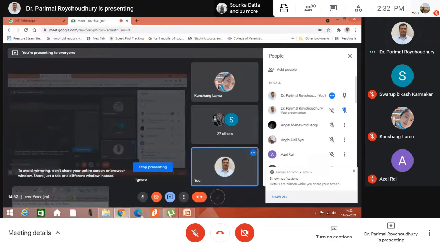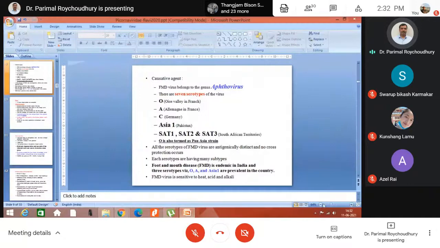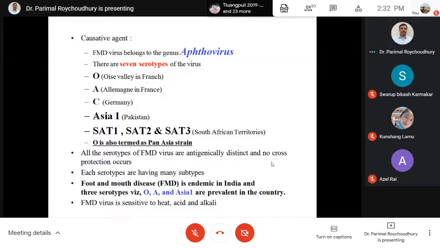My special request: please read thoroughly about this viral infection, the foot and mouth disease virus. If anybody asks you to tell about the most important viral disease of animals in India, the first answer will be foot and mouth disease. Remember, every year we record many outbreaks of this disease, causing severe economic losses.